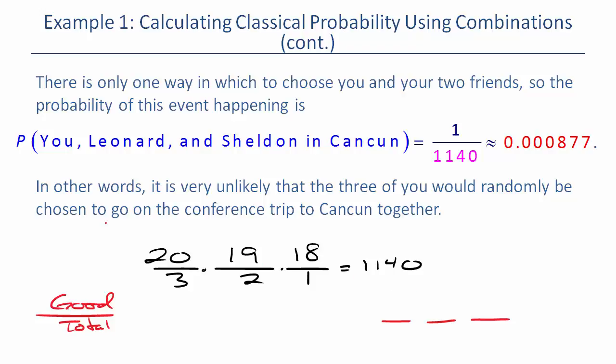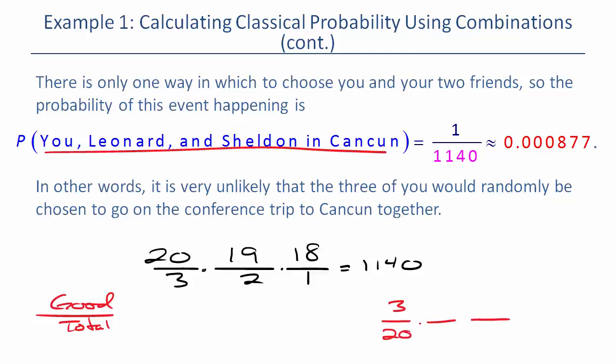Okay, the probability is that you and your two friends are chosen. So how many good choices do you have for that first person to go to Cancun? And hopefully you're all saying three, because there's three choices. It's either you, Leonard, or Sheldon. Out of how many total choices? Well, 20, because there's 20 total students to choose from.